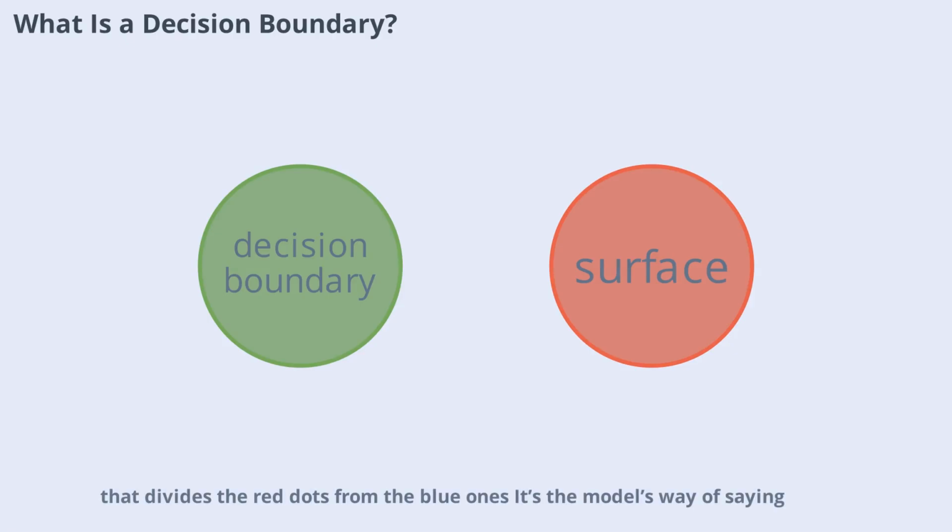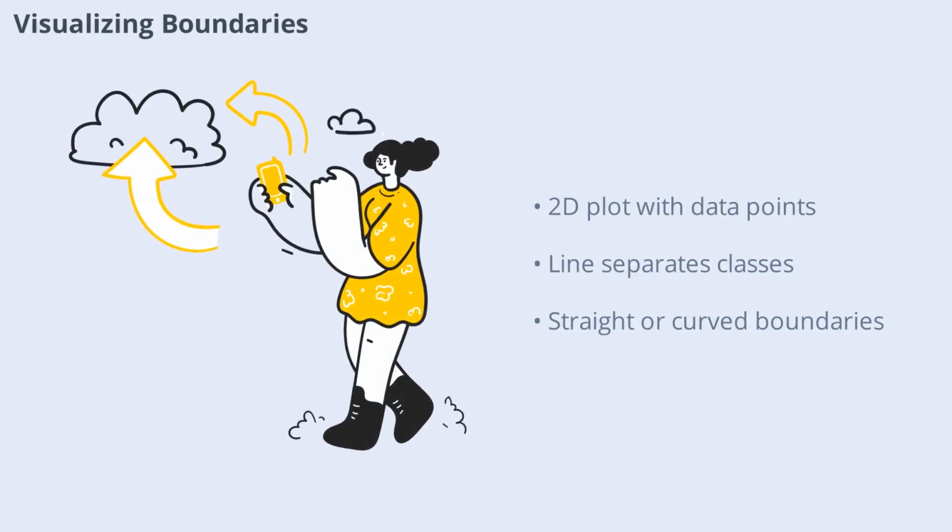It's the model's way of saying everything on this side is class A and everything on that side is class B. The shape and position of this boundary depend on the data and the algorithm used. Understanding decision boundaries helps us see how a model makes its choices.